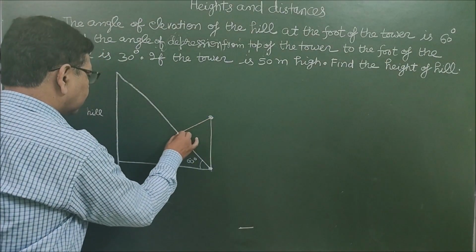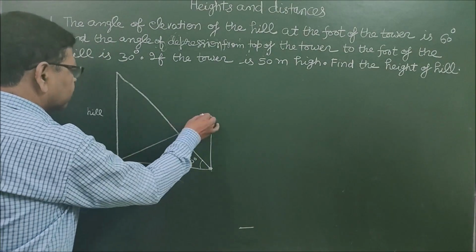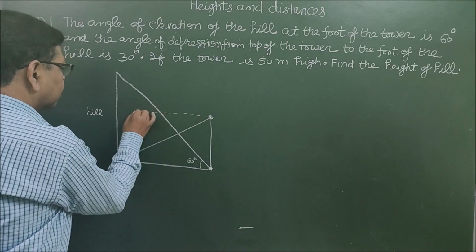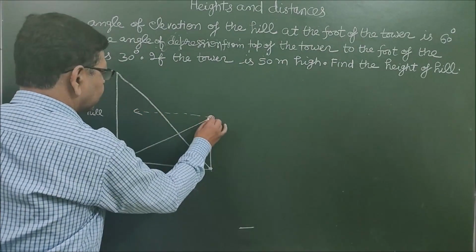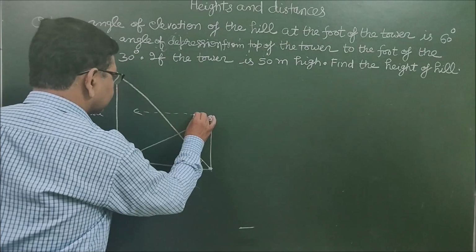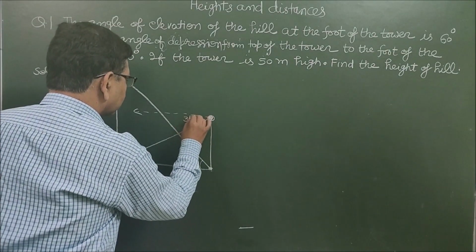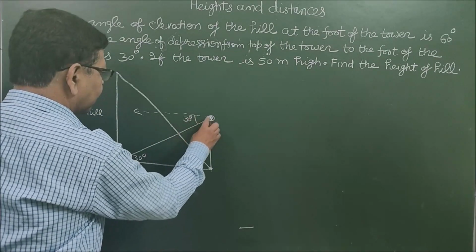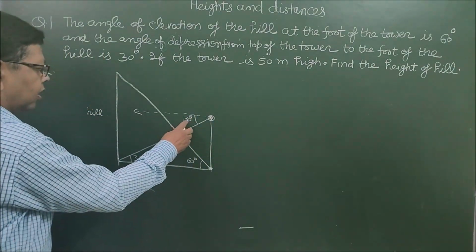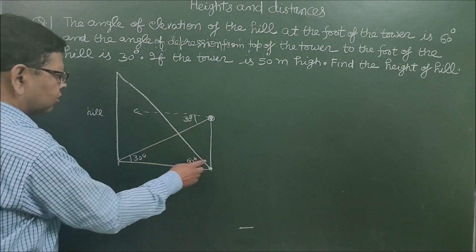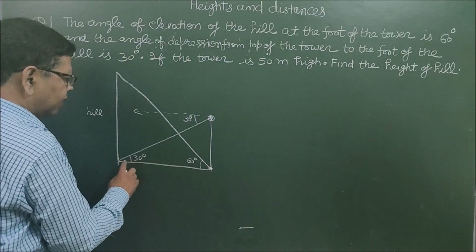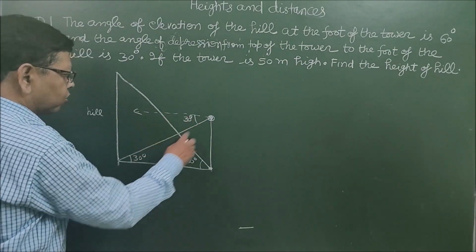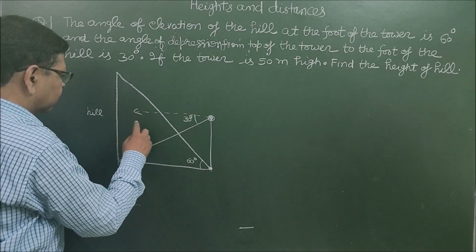This angle of depression, let us draw a horizontal line here, from the top of the tower to the foot of the hill is 30 degree. So this angle will also be 30 degree, because these are alternate angles. This angle is less, which means the tower has less height, so we will take the height of the tower as less.